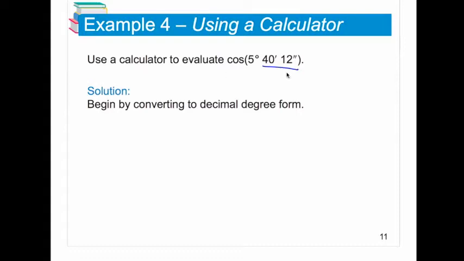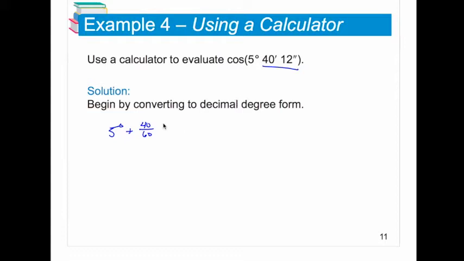We use minutes and seconds. So it's simply just another way of writing it. The first thing we have to do is convert this a little bit. I know that I have 5 degrees, but this 40 minutes and 12 seconds part is a bit unnerving. So why don't I go ahead and change that. It's pretty much 5 degrees plus this fraction of a degree.